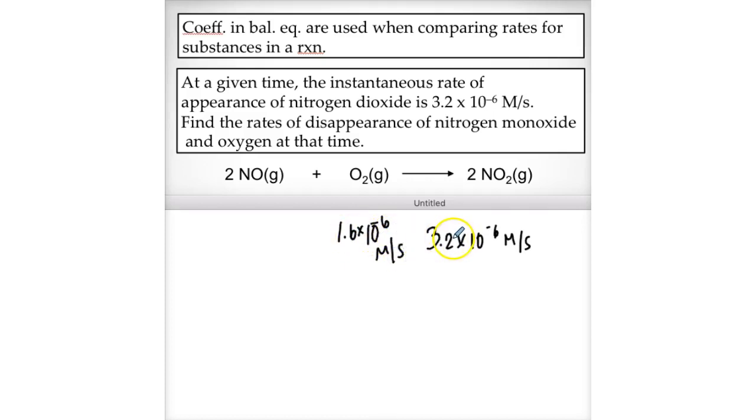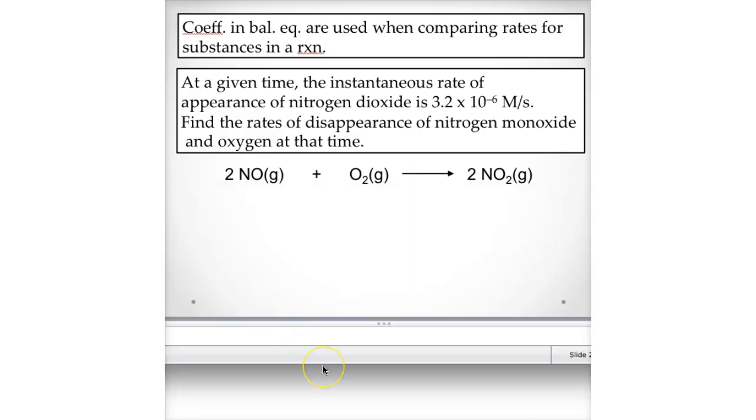It's half of that because it's a 1 to 2 ratio, meaning that this guy should have a rate of appearance that's double the rate of disappearance for this reactant. And if this is a 2 to 1 ratio here, then this guy should have double the rate in comparison to oxygen. So this would be negative 3.2 times 10 to the negative 6 molarity per second. So that's how you find out the instantaneous rates. If you have it for one, you could find the others using the coefficients in a balanced equation.